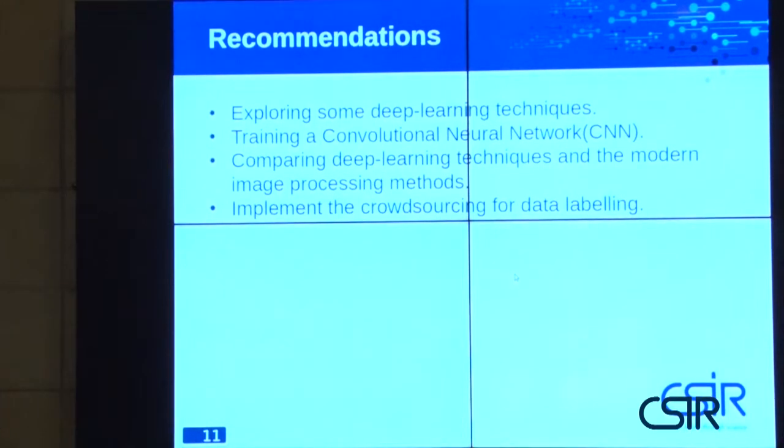In terms of recommendations, we tried to explore deep learning techniques as Mufumi has explained. We also tried to use a CNN and compare the deep learning techniques with modern image processing methods. We also recommend implementing crowdsourcing for data labeling, which might help a lot in finding the clumps and the number of particles per clump.